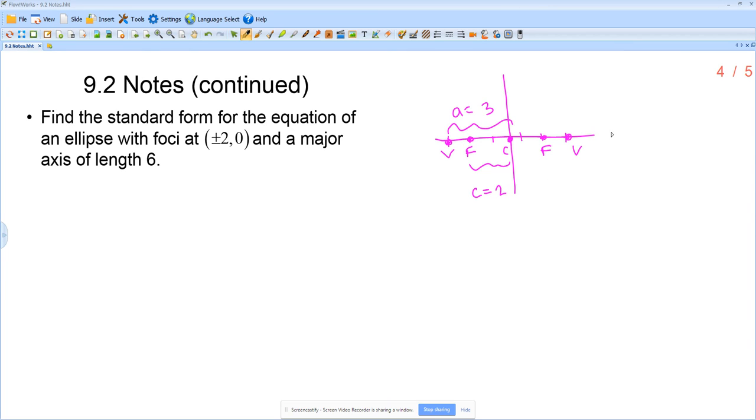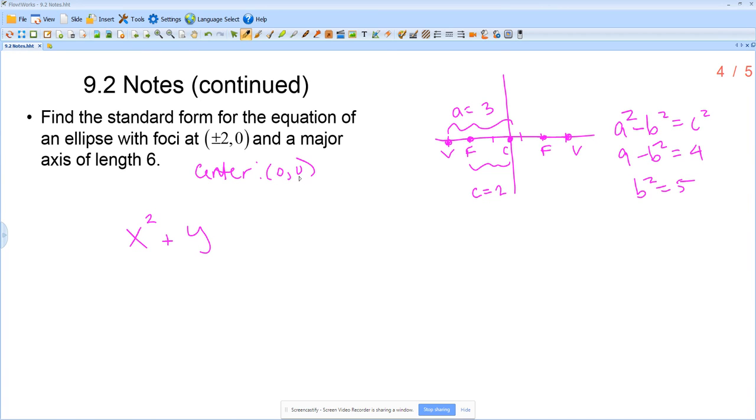So again, doing that sort of Pythagorean theorem, a squared minus b squared equals c squared. I'll have 9 minus b squared is equal to 4. So b squared equals 5. So I always start this off just doing the numerators. Our center, we said, is 0, 0. So I'll have x minus 0 squared plus y minus 0 squared equals 1.